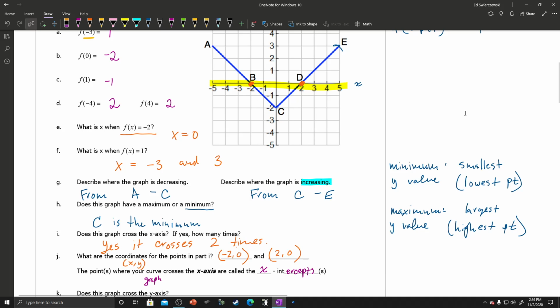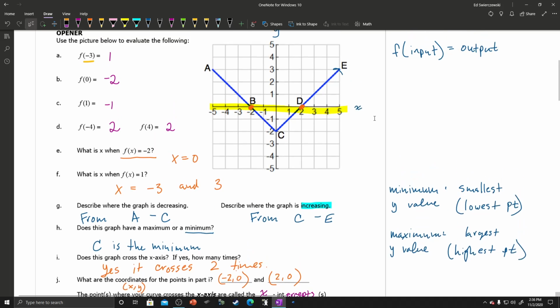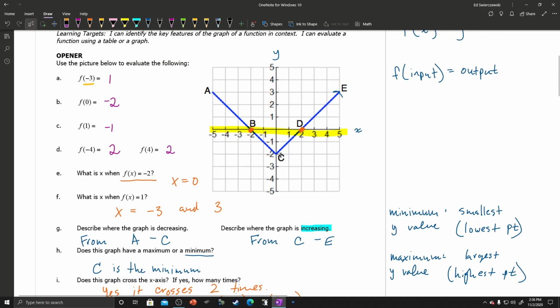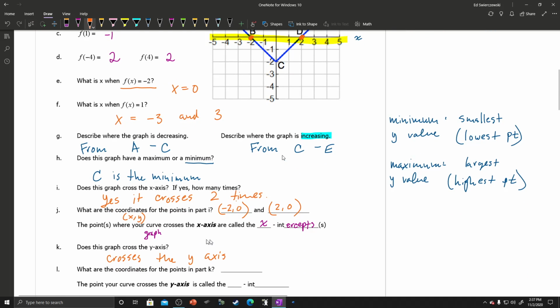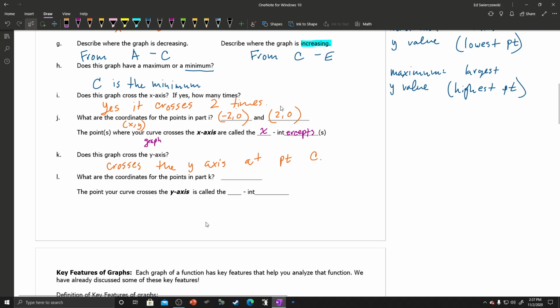we can ask, where does the graph cross the y-axis? Well, let's see. Looks like it crosses again at point C. Crosses the y-axis at point C. And we could give the coordinates for that point again in x, y. So the x value is 0. The y value is -2. So 0, -2.